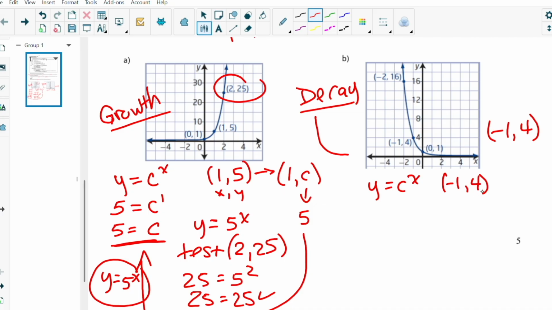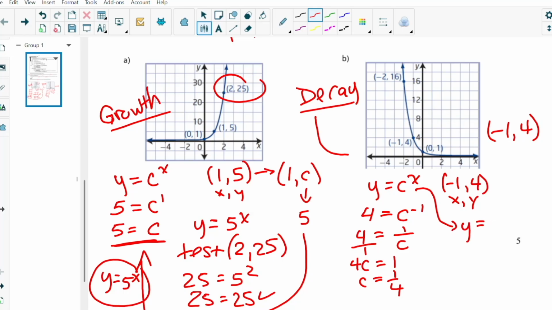A couple ways we can do this. Let's do it similar to the first part here. This is x, this is y. Let's plug in our values and solve for c. So y is 4, x is negative 1. Well, let's think about this. c to the negative 1, that's 1 over c. If we solve for c, let's just cross multiply. 4c equals 1, c equals 1/4. So our exponential decay becomes c value is 1/4 raised to the exponent x, right?